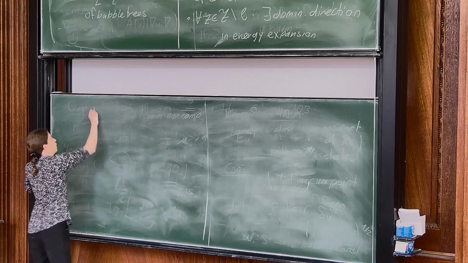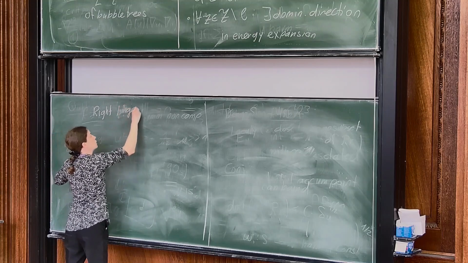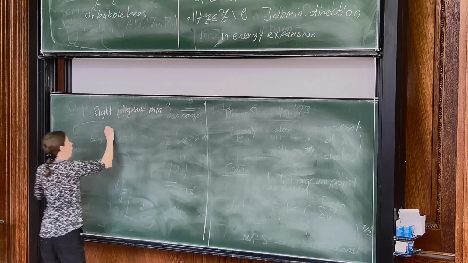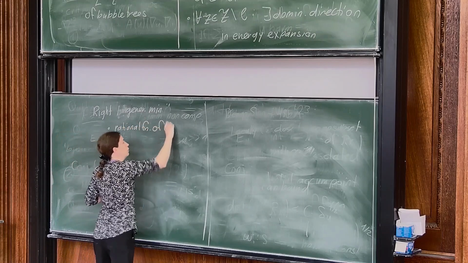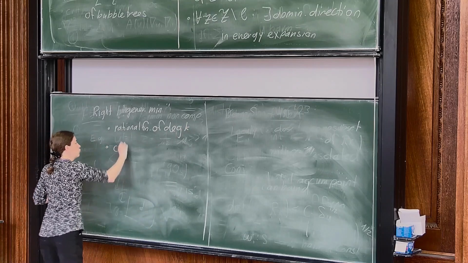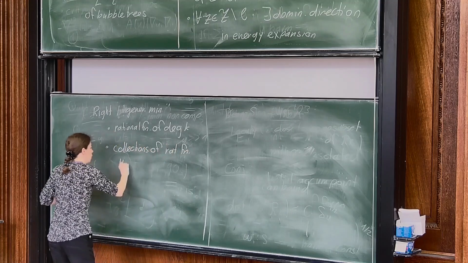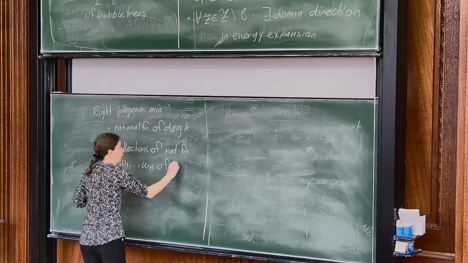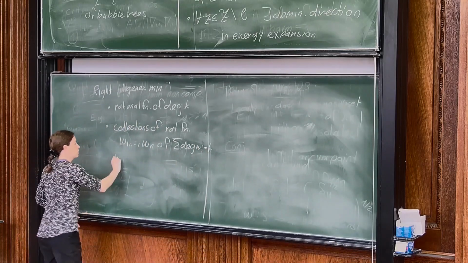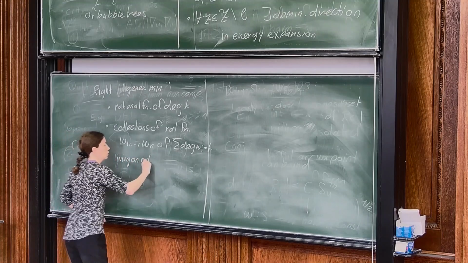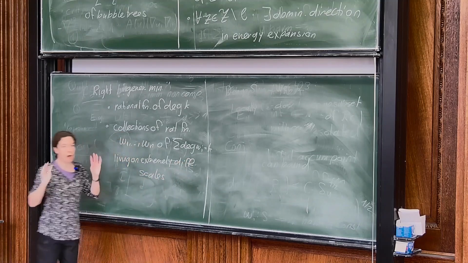And so what you can say is that the right limiting object, the right sort of generalized minimizers are rational functions of degree k and collections of rational functions omega 1, omega n of total degree equals k living on extremely different scales. And in particular, allowed to have different asymptotic values.